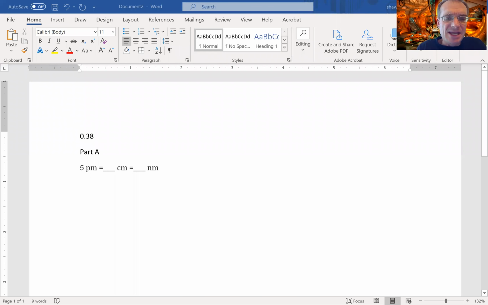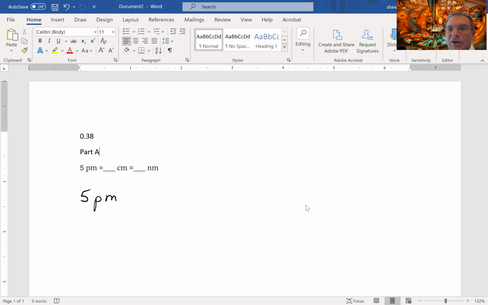And I am going to share a homework problem, 0.38 part A. And this is some unit conversions. So let's take a look. We're wanting to convert picometers to centimeters and then later to nanometers. So I have 5 picometers.